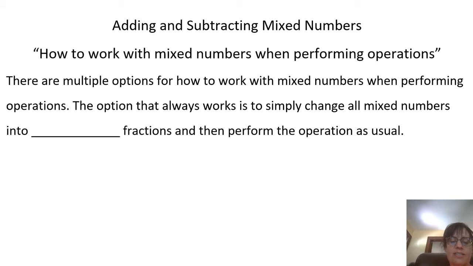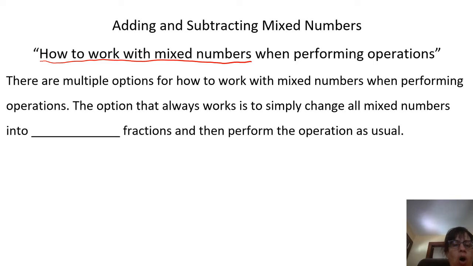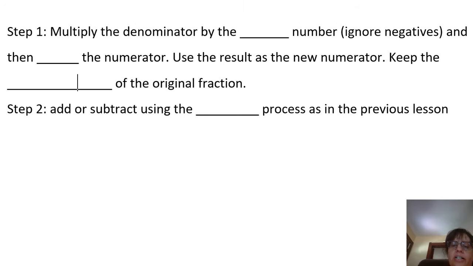It's the same process of what we learned yesterday, adding and subtracting fractions. We just have to add how to work with mixed numbers. There are multiple options for how to work with mixed numbers when performing operations, like regrouping. However, an option that always works is to simply change all mixed numbers into improper fractions. Okay, so let's look at our steps for how to change our mixed numbers into improper fractions.